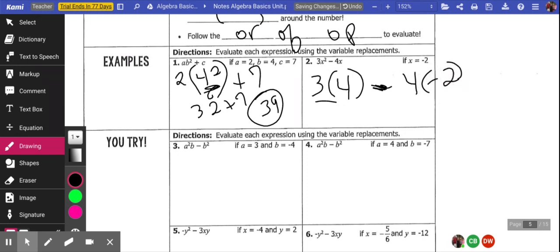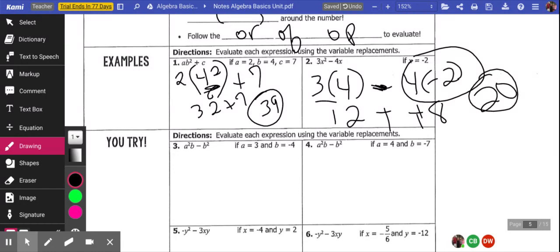Then you can do it two ways again. I'm going to bring the 12 down here. I always just drop the minus sign, and then I do this part separately. So 4 times negative 2 is negative 8. That might be confusing to some people. Then I add the opposite, and I get 20. So you have to do those exponents first.